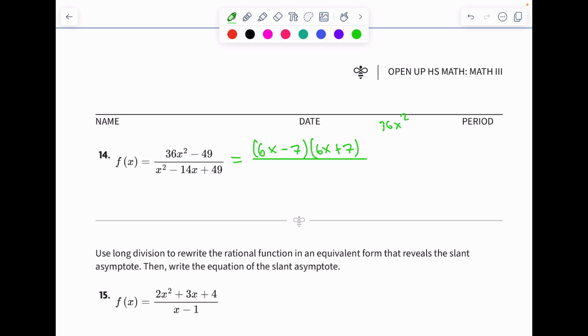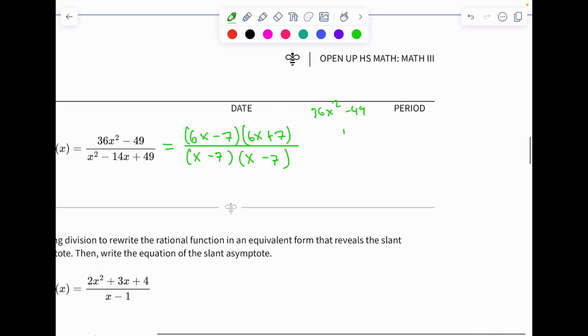The plus 7 times 6 is going to cancel out. Yep, so that's totally fine. Minus 49. And then in the bottom, what do I have? So the bottom, I can do x, and I'm going to have a -7. Okay, so can I cancel out anything? No, so there are no holes. Let's just say there are no holes.